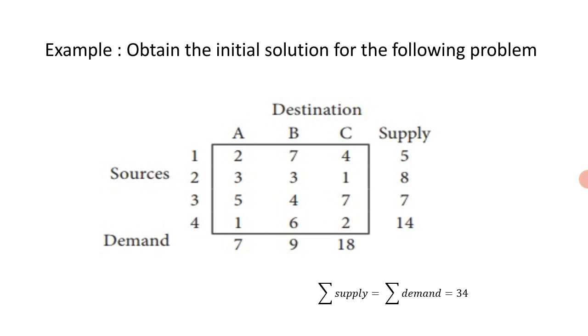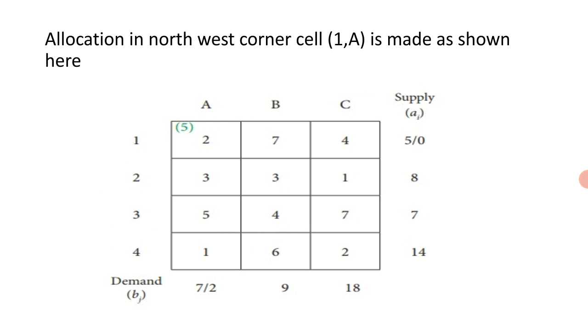From the above table, we can choose the cell in the northwest corner. Here, cell 1A. Allocate as much as possible in this cell so that either the capacity of the first row is exhausted or the destination requirement of the first column is exhausted. That is, X11 is equal to minimum of 5 and 7, that is 5. So, the allocation in the northwest corner cell, that is 1A, is made as shown here.